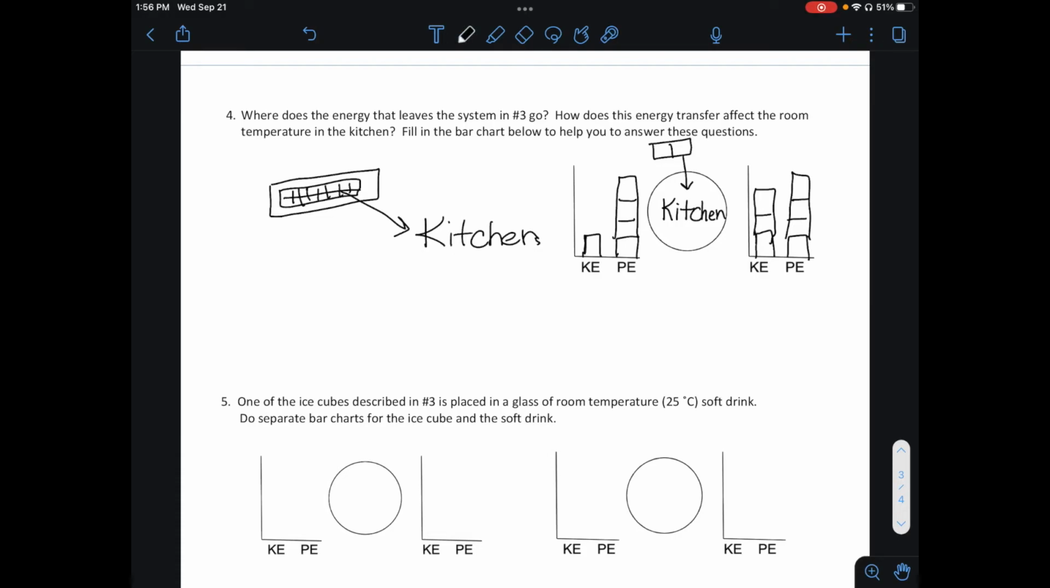So what happened here was that my kitchen got warmer. So believe it or not, when you put a freezer in your kitchen, it actually warms up your kitchen. It would feel like that would be the opposite. So again, these 2 blocks are these 2 blocks that came in as kinetic energy.